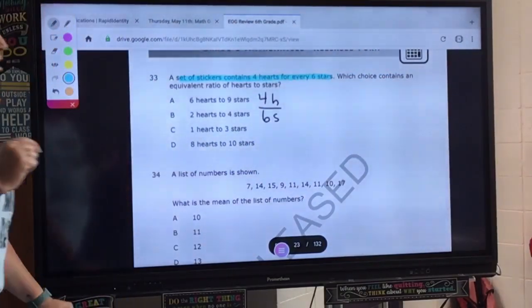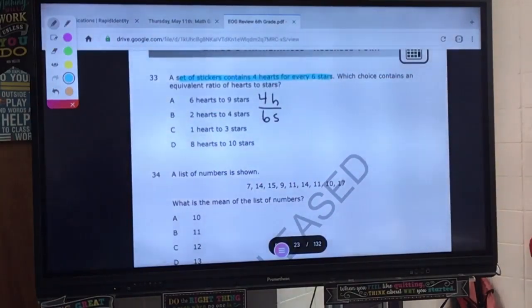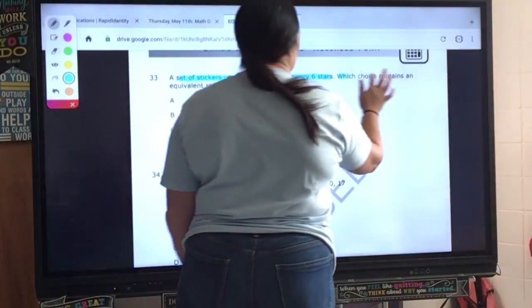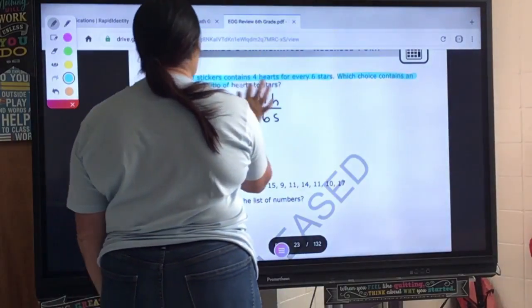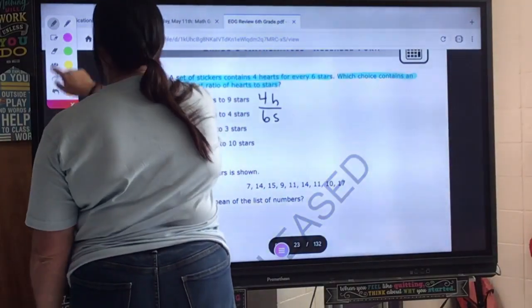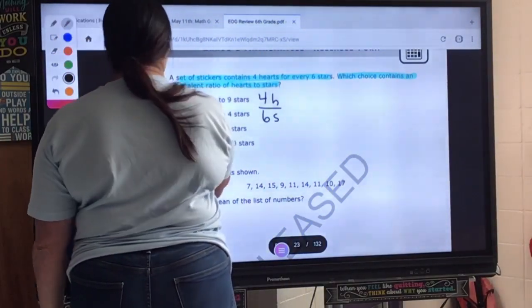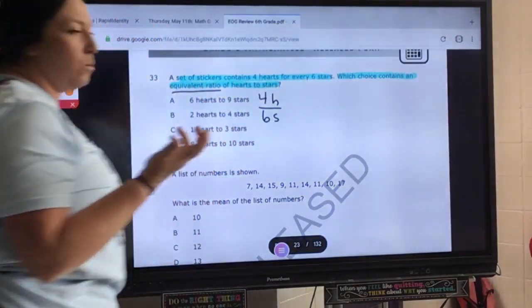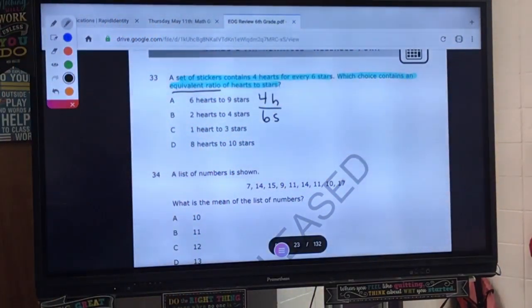All right. What's important in the next sentence? Isaac: The whole sentence is important. All right, so which one contains an equivalent ratio of hearts to stars? Now, equivalent ratio is really important as well, so make sure you identify that.